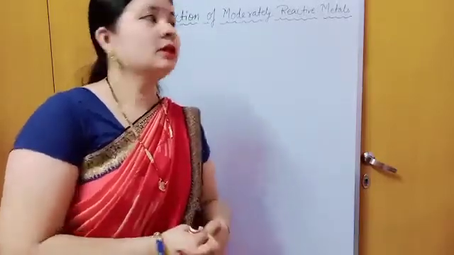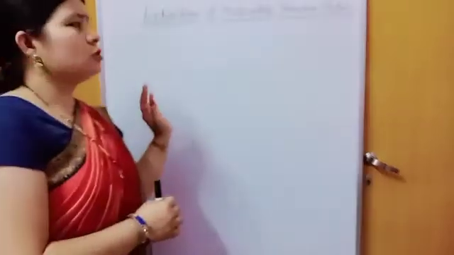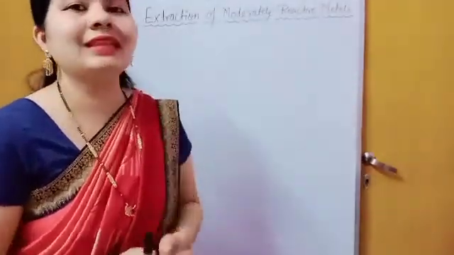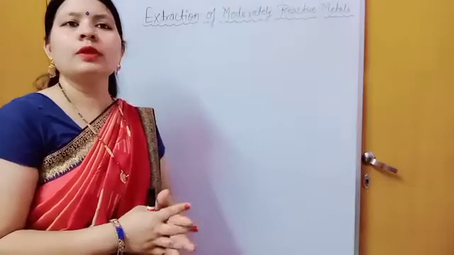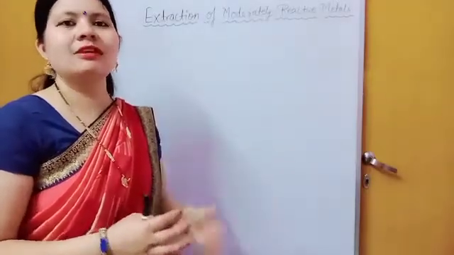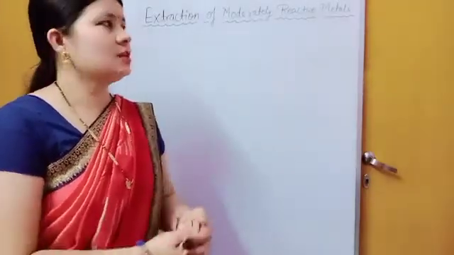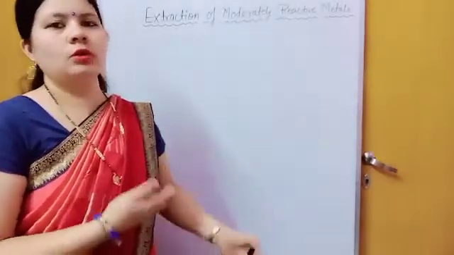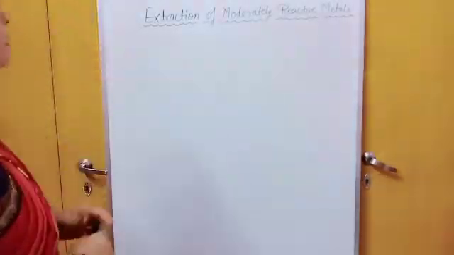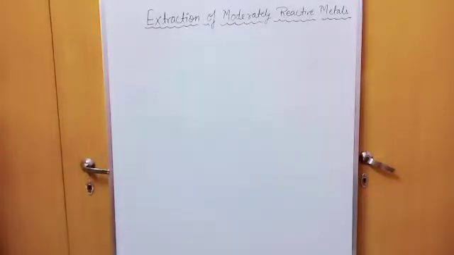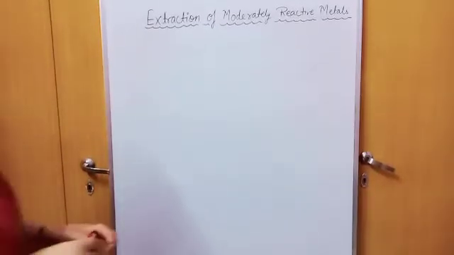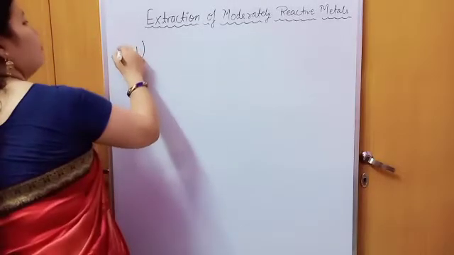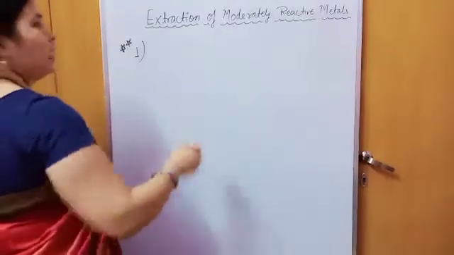Then we get the metal. Now, there are many other processes for extraction of these moderately reactive metals, but for 10th class we have two methods, calcination and roasting. Those are more important, so we'll do only those. Both are very important, calcination as well as roasting.